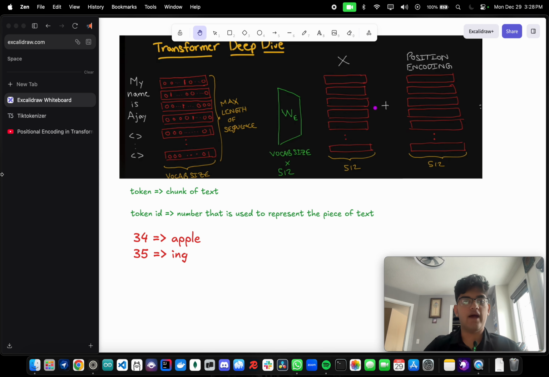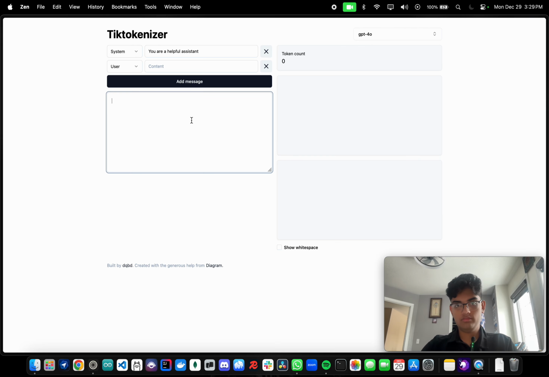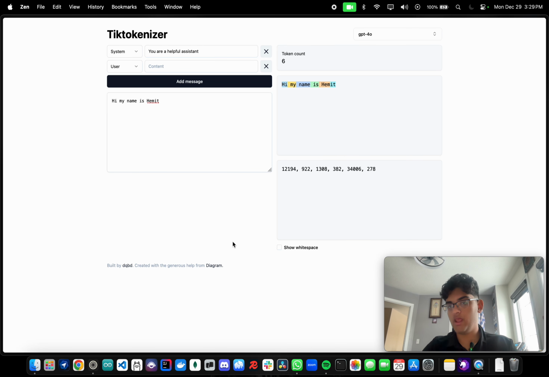All right, so now that we understand that, let's look at a tokenizer that is used within an LLM more specifically. We're going to do that through this Tick Tokenizer website. So what I'll do is I'll say, hi, my name is Hemet. Now, I was really specific in using the name Hemet instead of something like John or Abby, because Hemet is a pretty rare name. I don't know many Hemets, and the name Hemet does not come up on the internet that much.